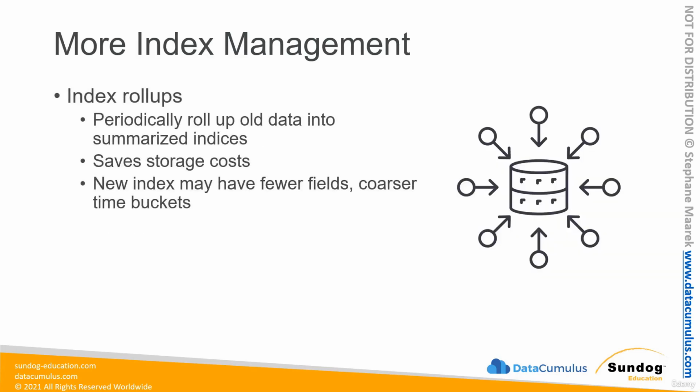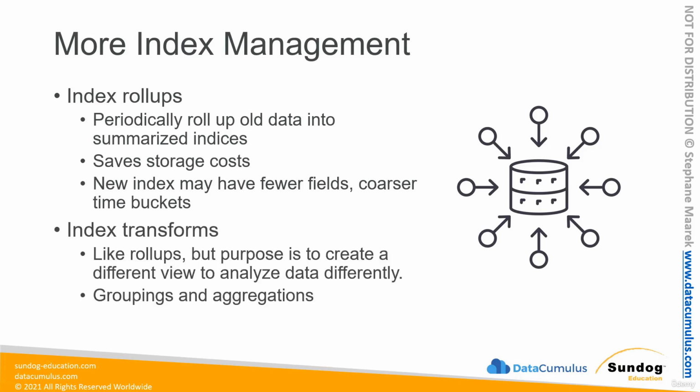More index management stuff. Index rollups. So you can also periodically roll up your old data into summarized indices. So this can save you a ton of money on storage costs. If after a certain period of time you don't need detailed information but just the summary information, this is a great idea for saving money. So that new rolled up index might have fewer fields. Maybe you're throwing away some fields that you don't really care about after a certain period of time. Or coarser time buckets. That's another way you can consolidate stuff.